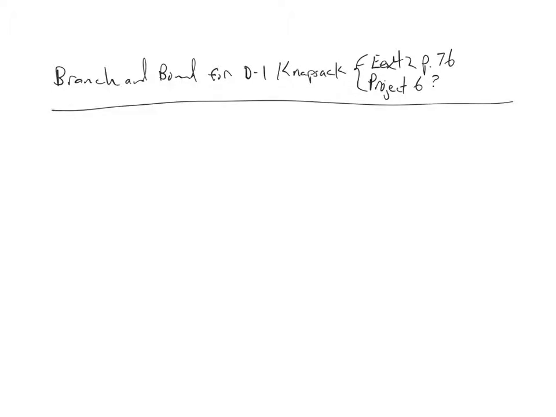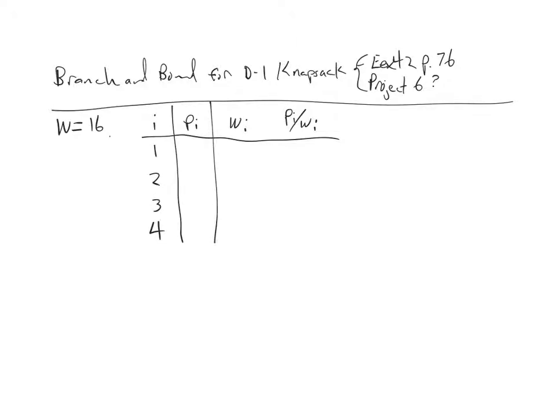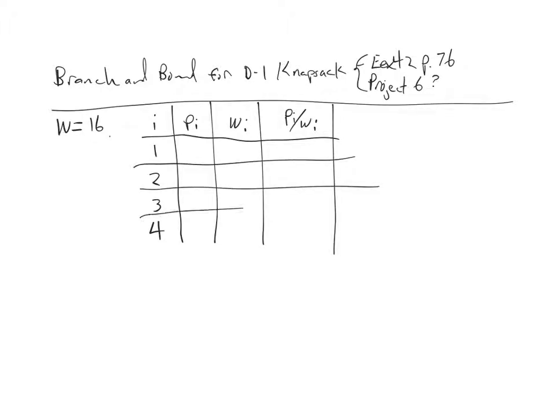So the problem we have is W equals 16, and item i has a profit of p_i and a weight of w_i, and for this algorithm it's convenient to do this, so we do profit divided by weight. This is going to be a very small example, and in the routine exercise you'll be asked to do a larger one to get you ready for the same sort of thing on test 3, and to help you be ready to do project 6 if you choose to. But it's a little bit laborious.